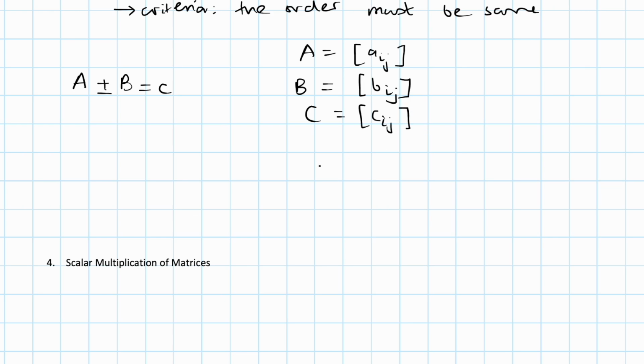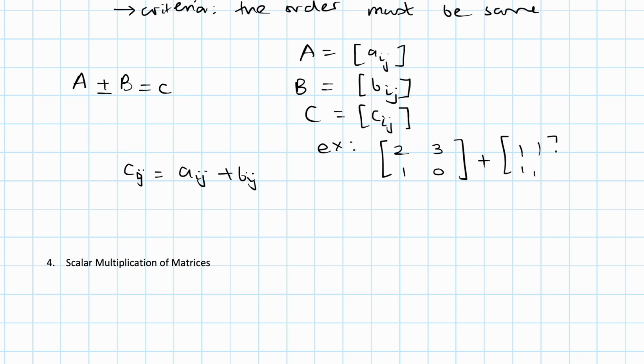If you don't, just check that video out. So now what I can say is that Cij is equal to Aij plus Bij. For a smooth representation, let's take an example for a 2 cross 2 matrix. Let's say this is [2 3; 1 0] plus [1 1; 1 1]. So 2 plus 1 is 3, 3 plus 1 is 4, 1 plus 1 is 2, and so on.